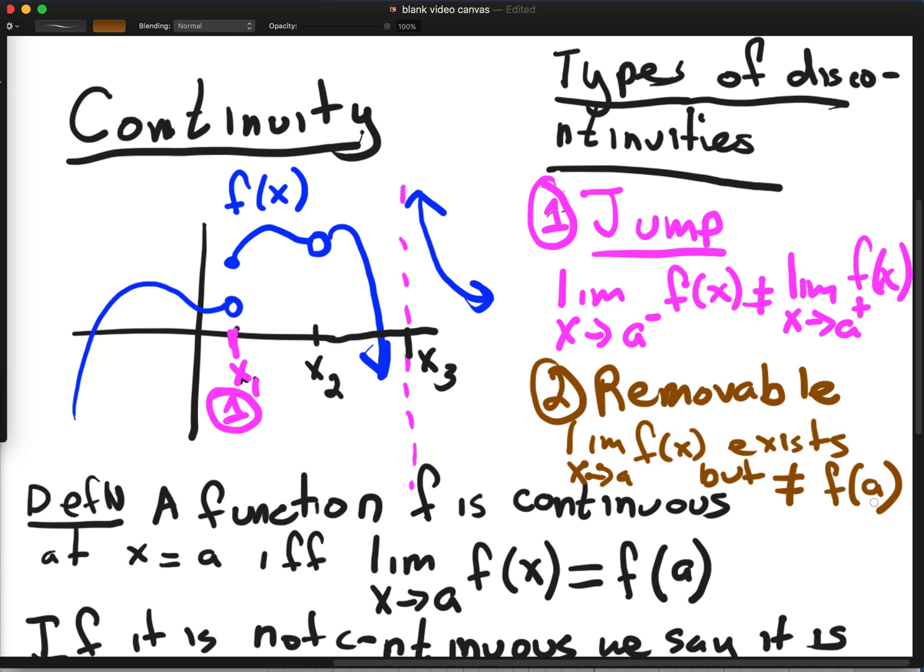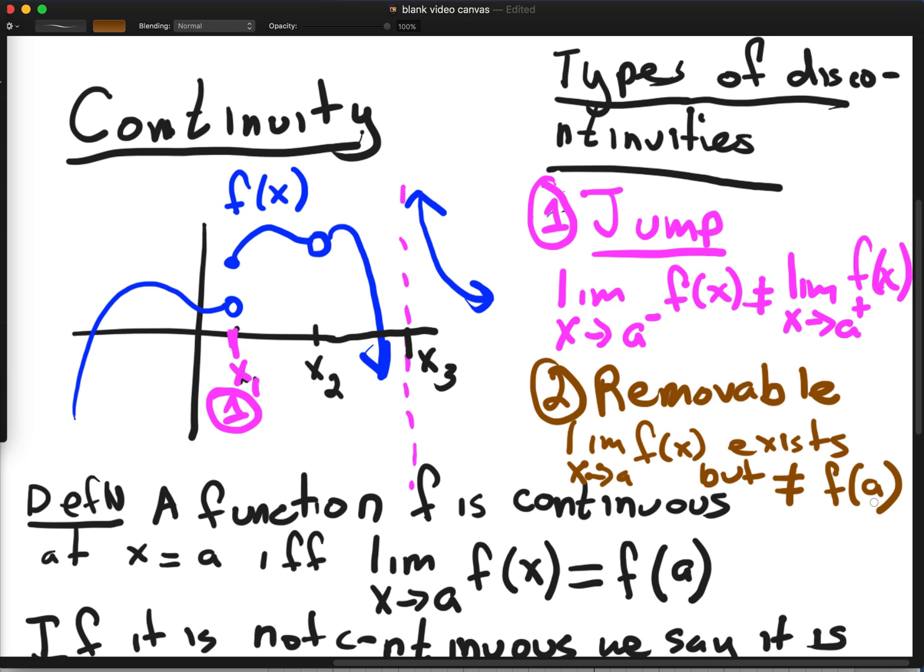Okay, so do you guys agree that at x2 the limit exists but is not equal to the value of the function? What is the value of the function? Doesn't exist, right? What's the limit? Whatever that number is. We didn't really label it, but the limit exists. It's some number. Do you guys agree?